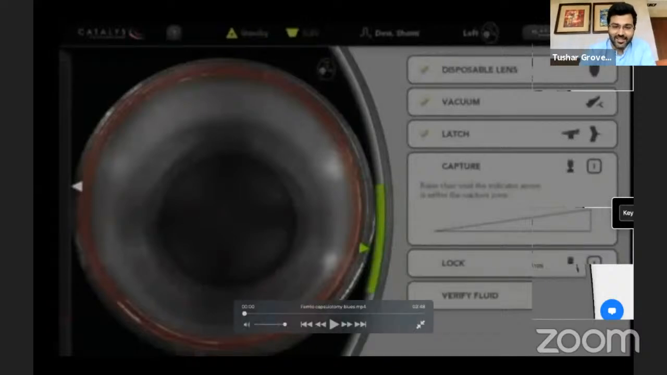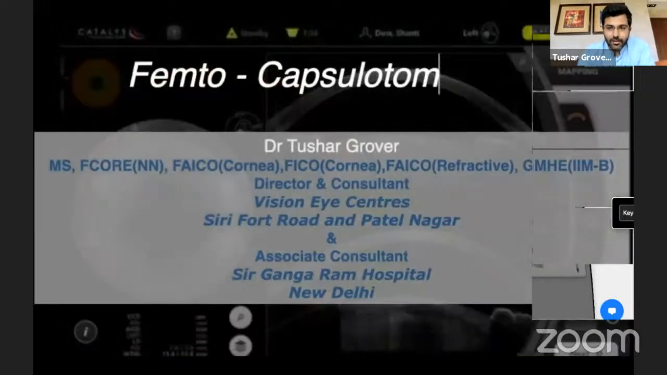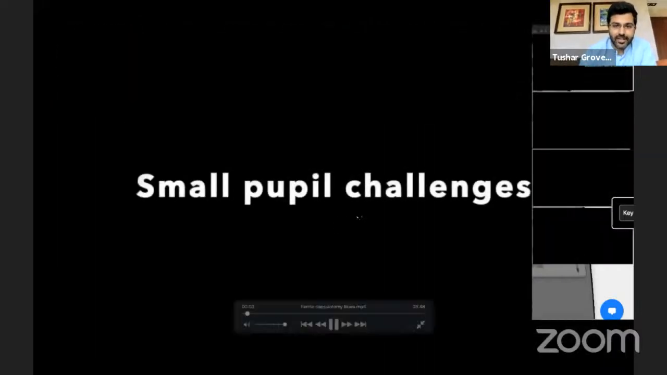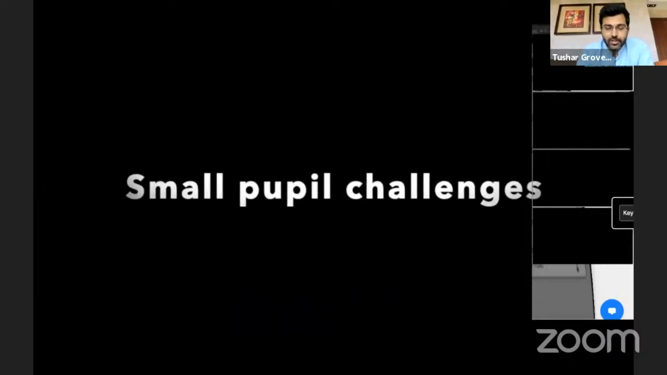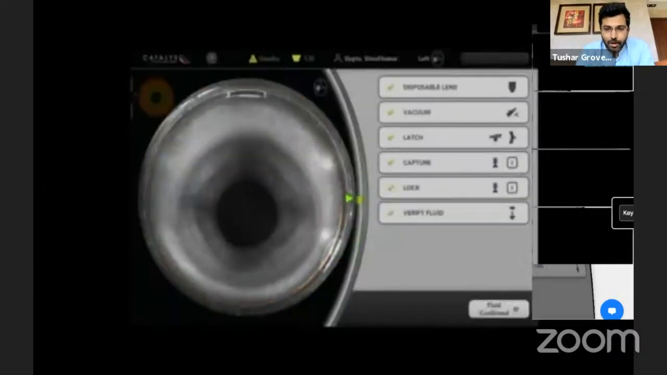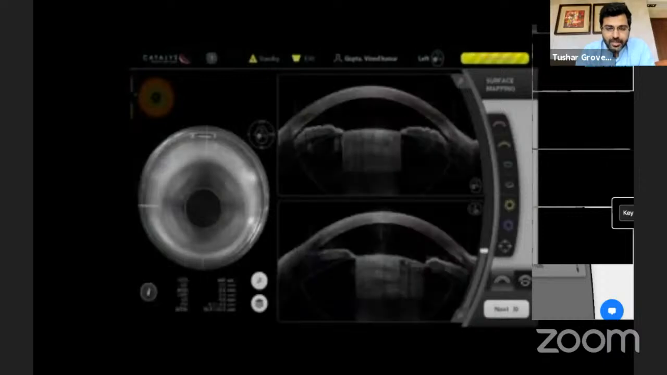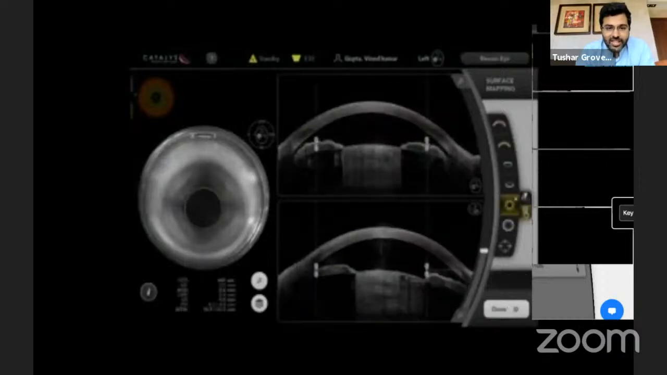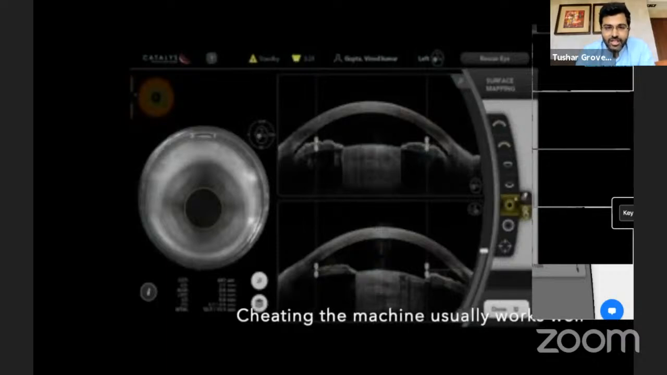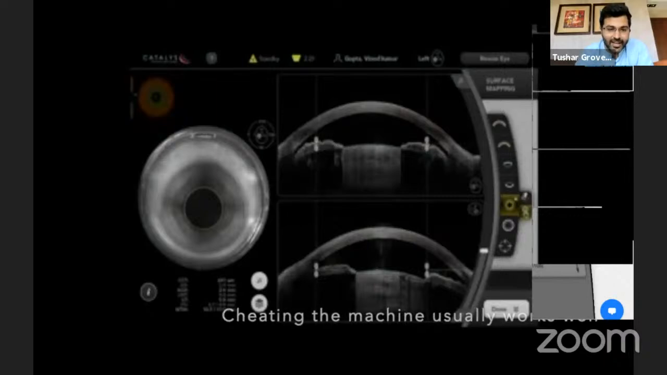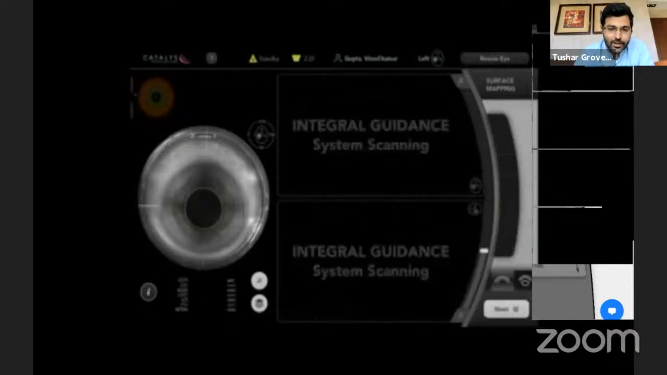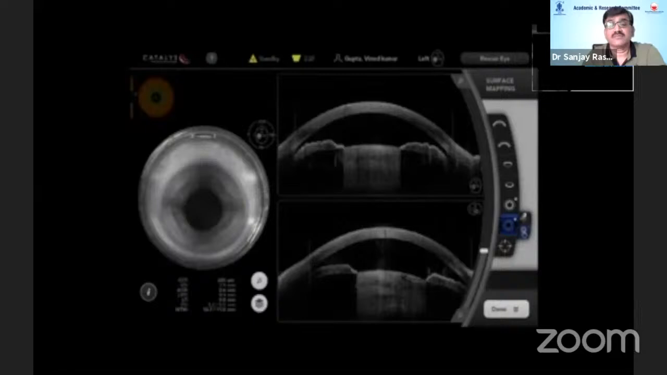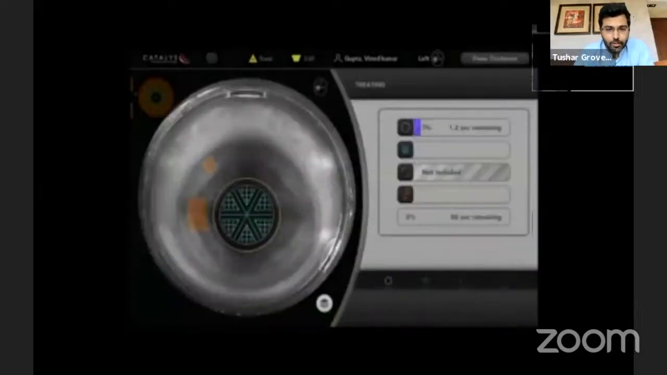So I'll be talking about issues that happen with femtosecond capsulotomy, and one of the common situations where this happens is when you have a small pupil. Something that usually works well is cheating the machine a little bit: we manually adjust the diameter of the pupil that the machine has detected, and we increase it manually. So we usually get an adequate sized rhexis which is well within the pupil diameter on most instances.